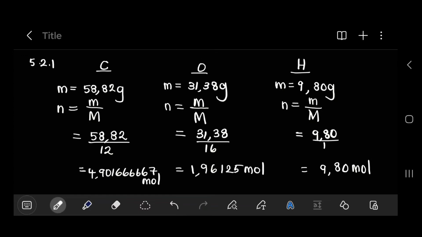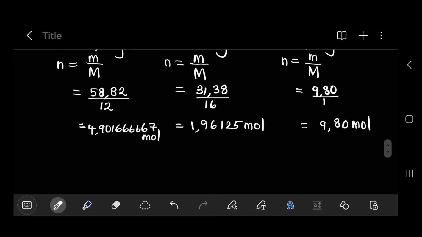Also notice that I have not rounded off. The reason why we don't round off is because we are going to create a molar ratio, and every number after the decimal is important to ensure that we get accurate values. Your next step is to create a molar ratio with these values.